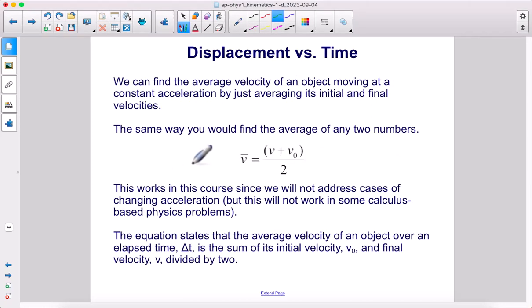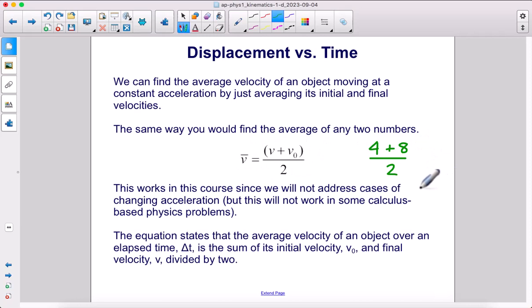We can find the average velocity of an object moving at a constant acceleration by just averaging its initial and final velocities, the same way you would find the average of any two numbers. So we have final velocity plus initial velocity divided by 2. So imagine you want to find the average of 4 and 8. You would add them together and divide by the number of numbers, right? So that would be 12 divided by 2, which is 6. Yes, this works. This is just finding the average of any two numbers.